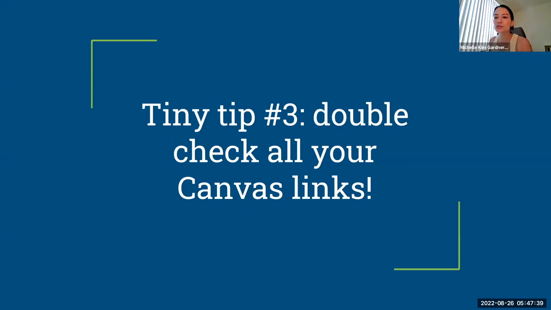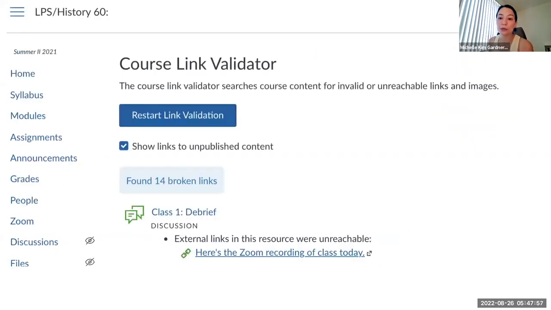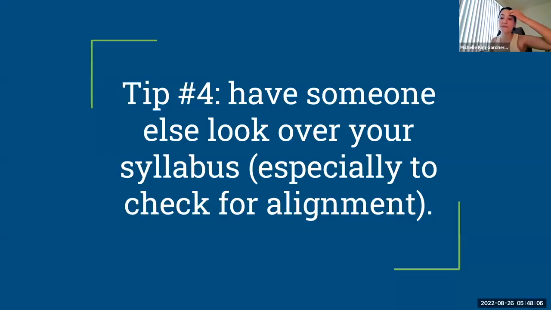Tiny tip number 3, do double check all of your Canvas links to make sure that they are working properly. You can do such by going to your course Canvas page, going to settings, and then course details, and just clicking on validate links and content on that right-hand panel. It will take you to this page, the course link validator, which searches course content for invalid or unreachable links and images.